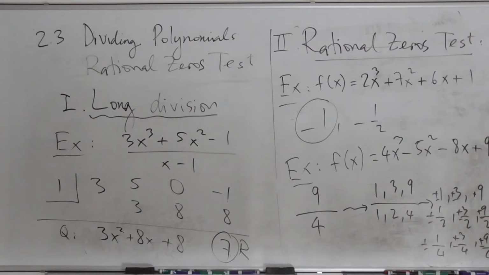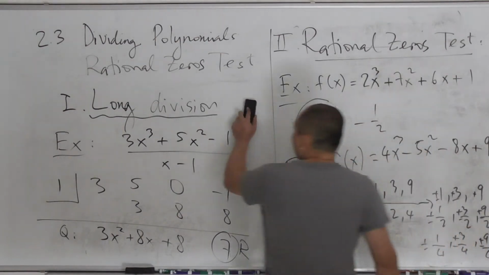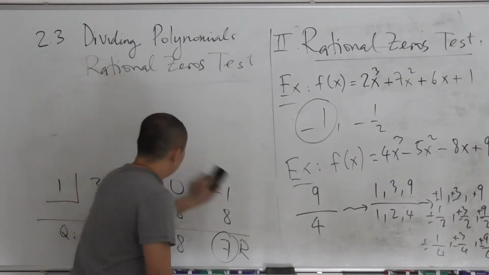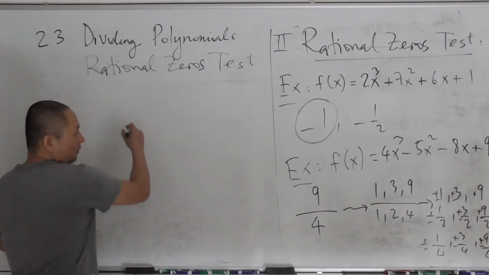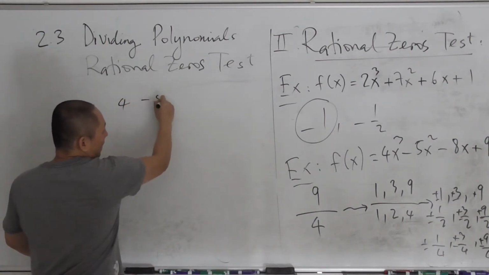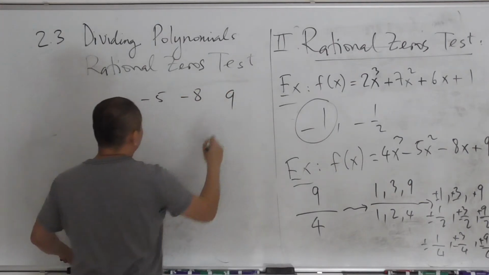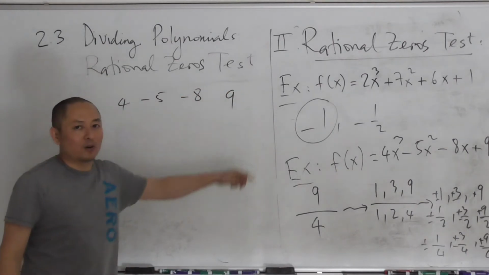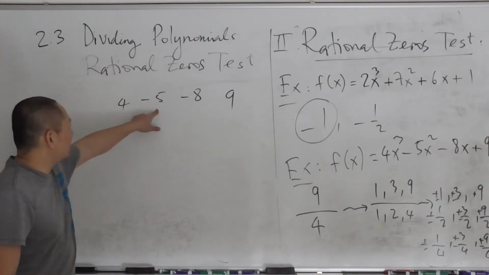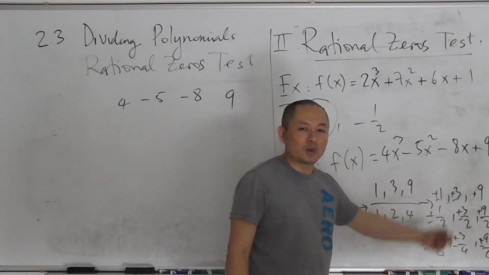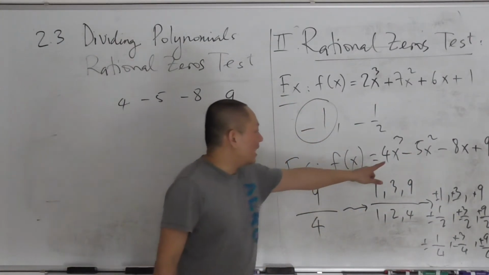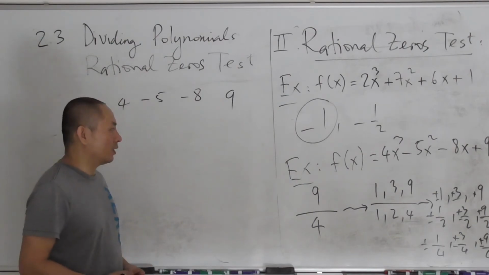Good. In this example, the answer is still yes. Same hint. Look at the coefficients one more time. See what we have in here. We have 4, -5, -8, and 9. Guess what? You add all the coefficients up, see what you got. 4 minus 5 minus 8 plus 9 is equal to 0. All the coefficients add up to 0. It tells you that x equal to 1 will be a good choice.